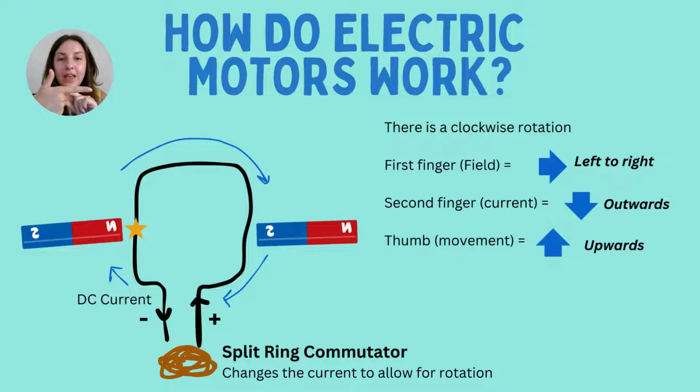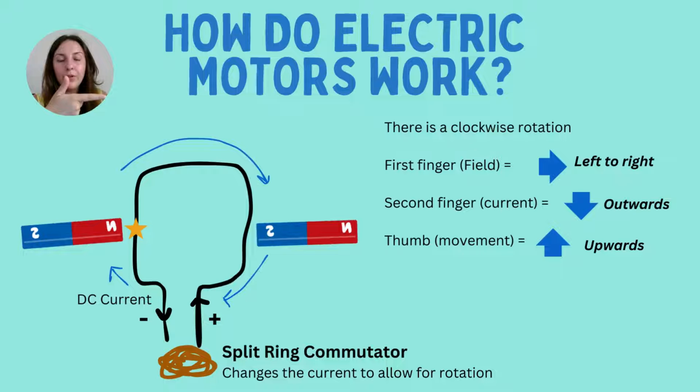The second finger is the current. So currently, the second finger is pointing towards myself. However, in the diagram, it's actually the wire is going towards myself as well, because you can see it's going from positive all the way around and then negative. So the second finger needs to point outwards, so I can keep my hand the same as this. Okay, it looks like this, but I'm just pointing this way.